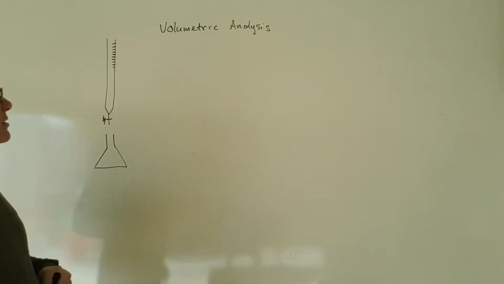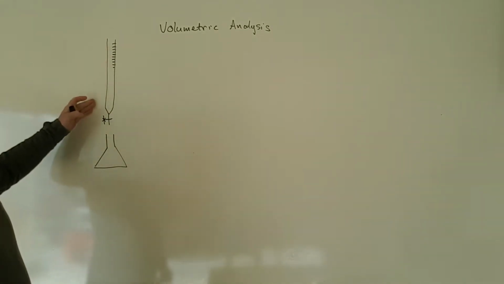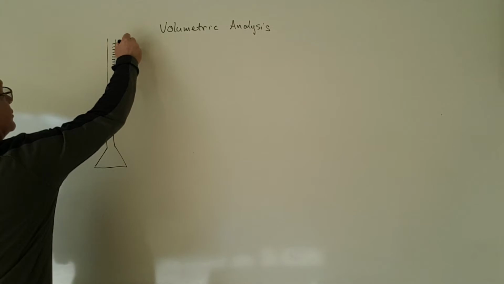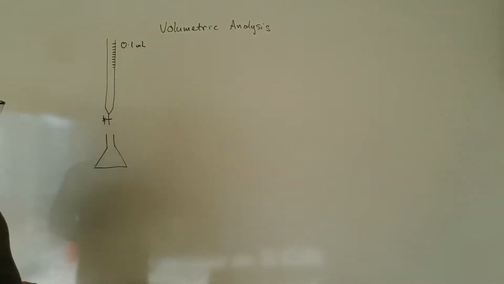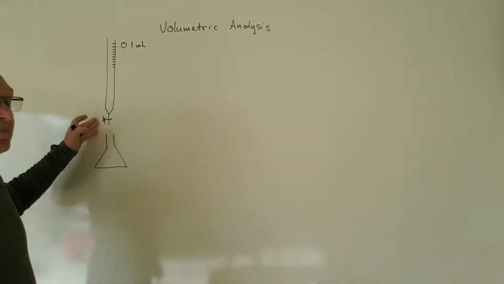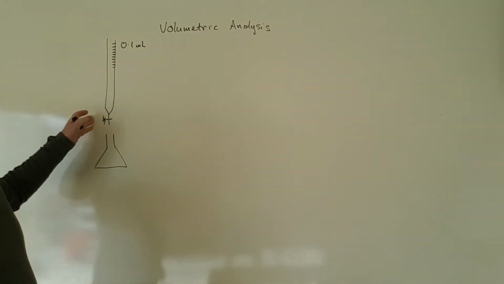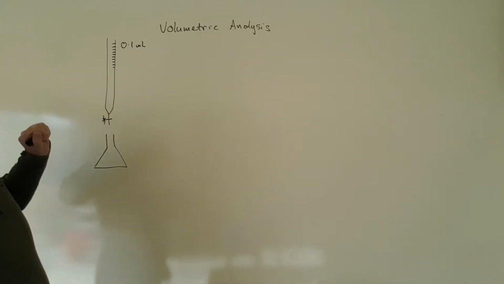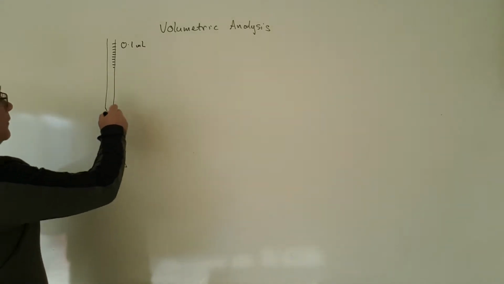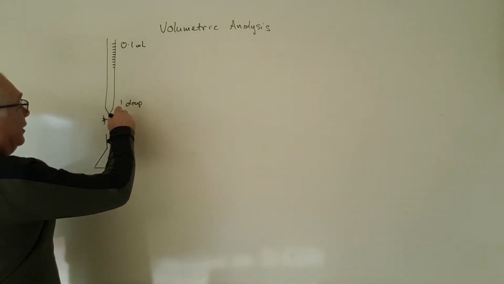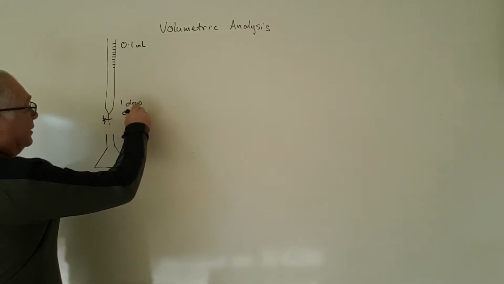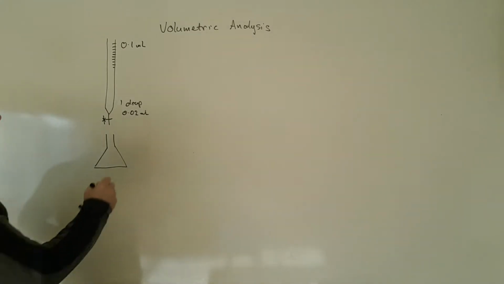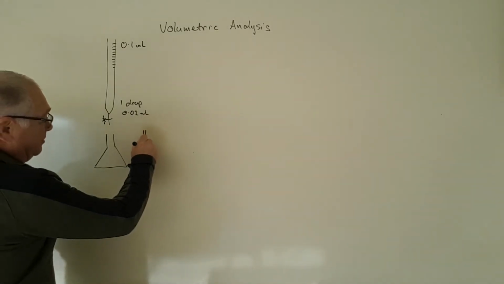There are two main pieces of glassware that you use. One is a burette, which is a long tube with calibrations on it, and these calibrations are usually 0.1 of a mL. It has a tap at the bottom, and you can either run the solution in quite fast or just drop by drop. A drop is about 0.02 of a milliliter.